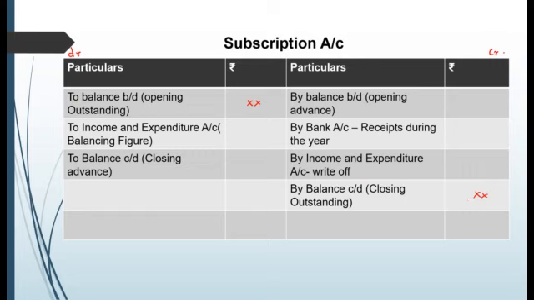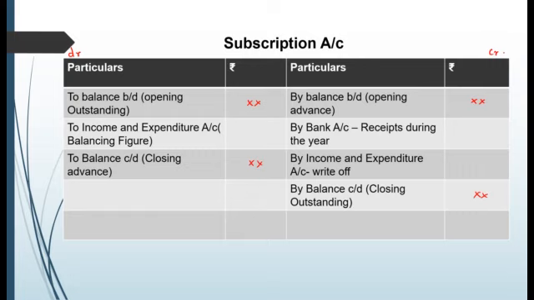Similarly, there might be some advance at the beginning of the year. So what was received in the previous year only relates to the current year. Therefore, that amount of advance that is already received is normally denoted as a liability, and therefore it has a credit balance. Therefore, the opening advance would appear on the credit side of the subscription account, and the closing advance, which has been received in advance, current year related to next year, comes on the debit side.